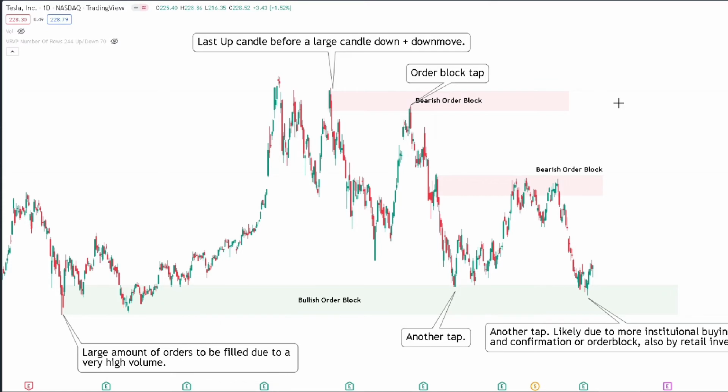These are examples of order blocks on Tesla. As you can see, we have a bullish order block right here.